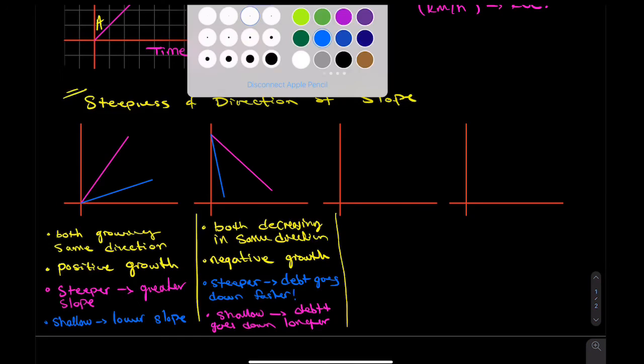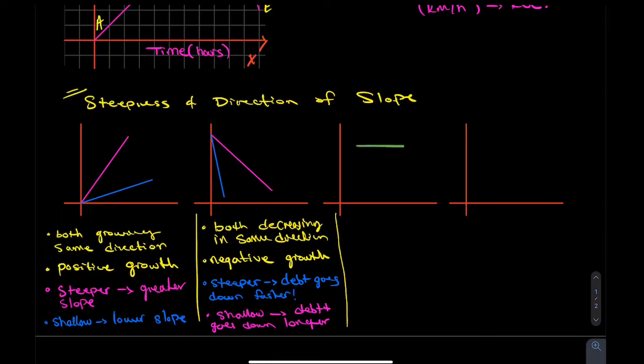And I'm going to do this one in a whole different color. And this one would just be a flat horizontal line, just like that. And actually, let's have it start from the y-axis, because everything in my previous examples came from the y-axis. So this is no change at all.